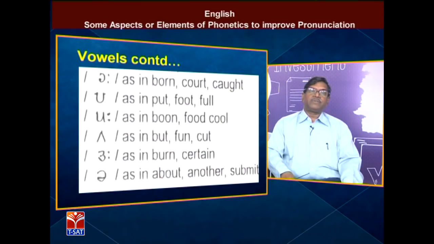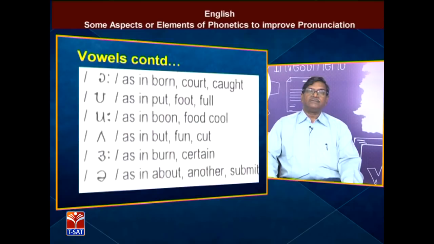And even in the previous case also we have A, as in last, father, A sound. And now next, U. We have this in our Indian languages. Put, foot, full. So, U sound. To represent the sound U, we have that U in between two slanted lines. That is not the letter U, it is the symbol for the sound U.